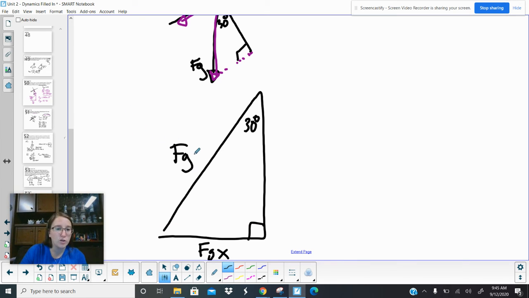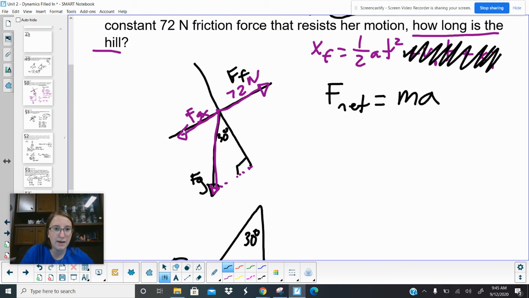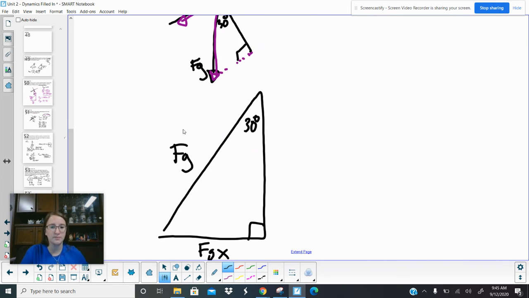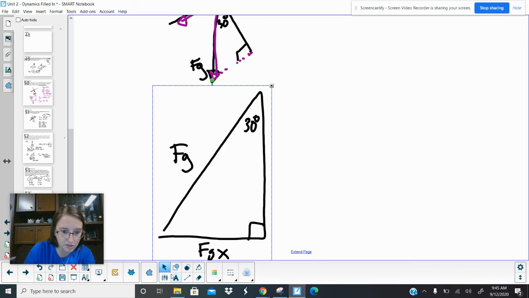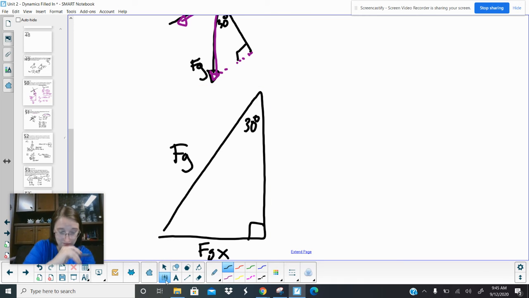So force of gravity, your mass times gravity. The mass is 60 kilograms. So force of gravity here. I'm going to move this out of the way. Nope, I can't do that. That's okay. Excuse me. Force of gravity is your mass times gravity. So 60 times 10. 600 newtons is on the hypotenuse.